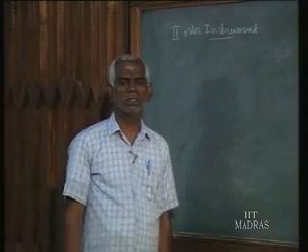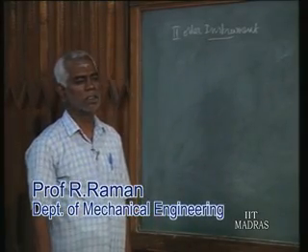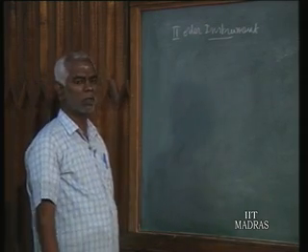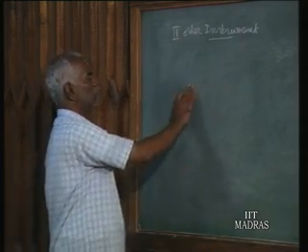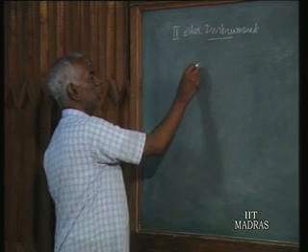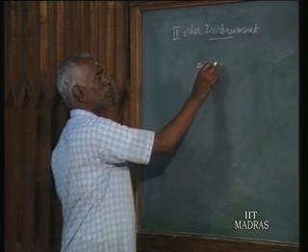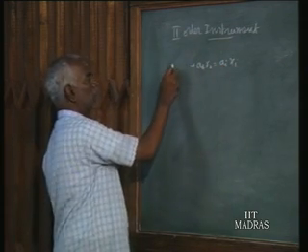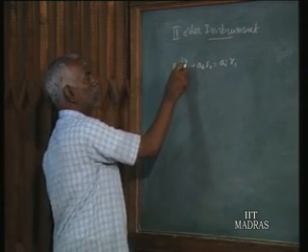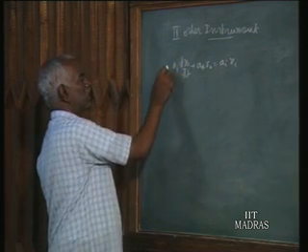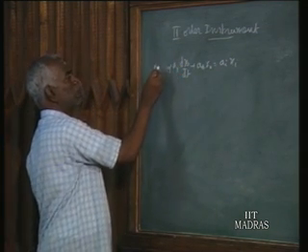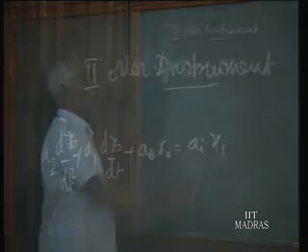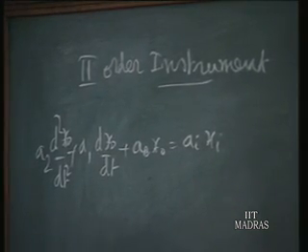We have seen the zero order and first order, and now we will see the second order type of instruments. We add one more term to the equation for the first order, that is A0 xo is equal to Ai xi for the zero order instrument. For first order we added one term A1 dxo by dt, and now for second order we add one more term A2 d squared xo by dt squared. So this is the general equation for the second order instrument.